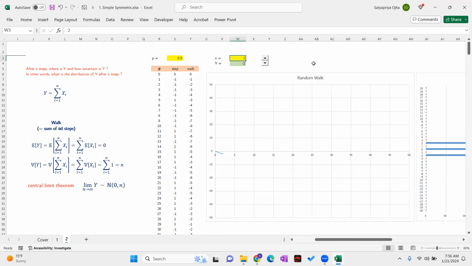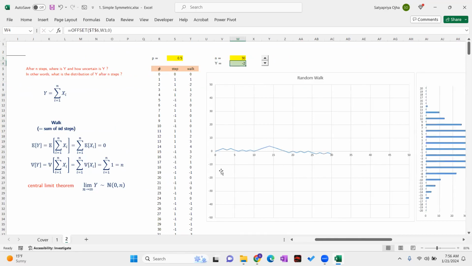I'll take the first suggestion, 30. Okay, let's take 30. After 30 steps, we have this particular path. This is one of the possible realizations, right? If I press F9, I'll get another path. Correct. After 30 steps, what are the possible values of y?